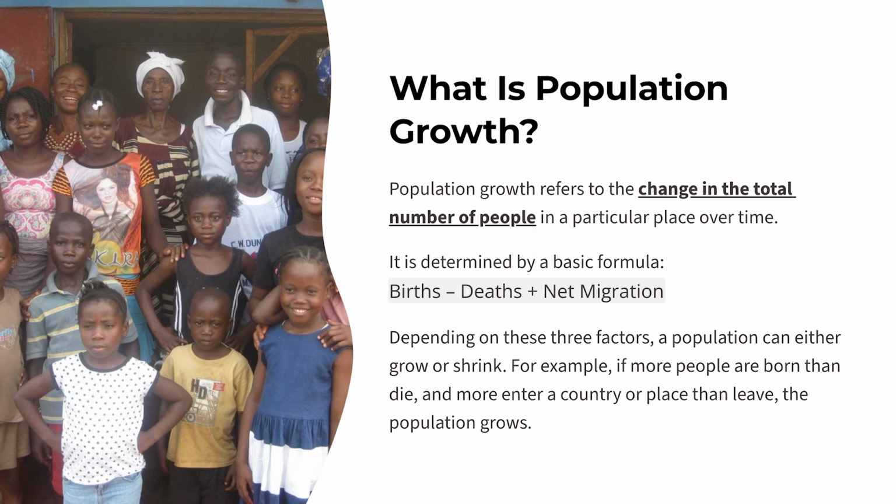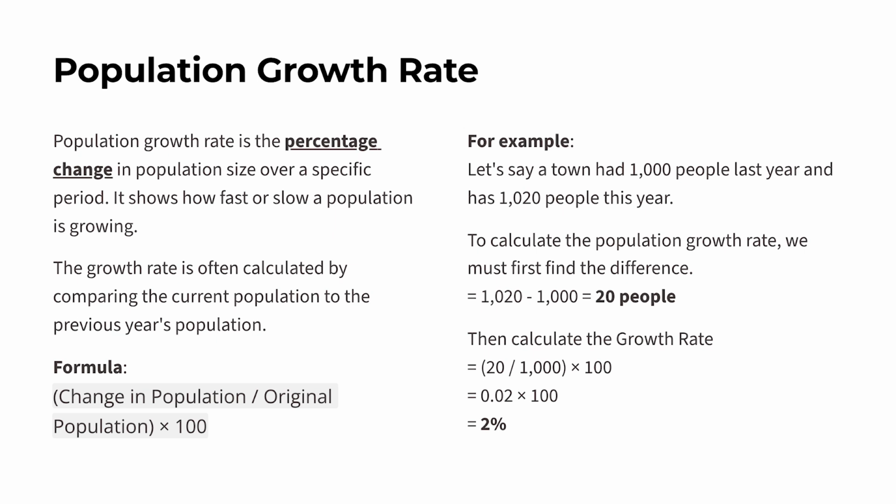Now that we know what population growth means, let's learn how to measure it. We call this the population growth rate. The population growth rate shows how fast or how slowly a population is changing over a specific period, usually 1 year. It's written as a percentage that compares the number of people now to the number of people before. The formula is change in population divided by original population times 100.